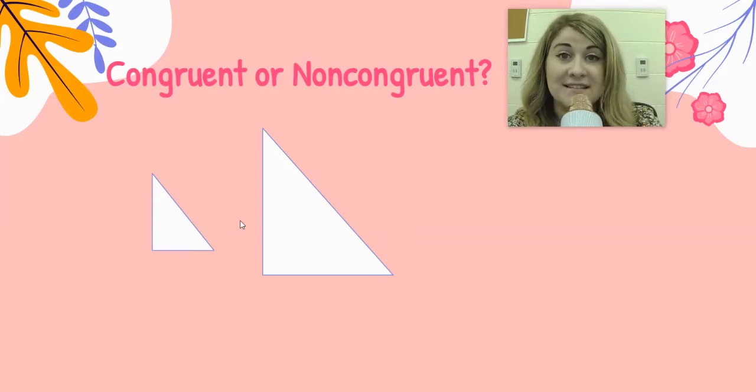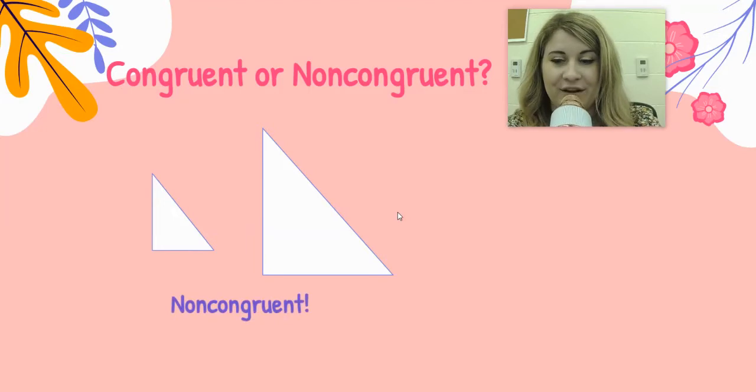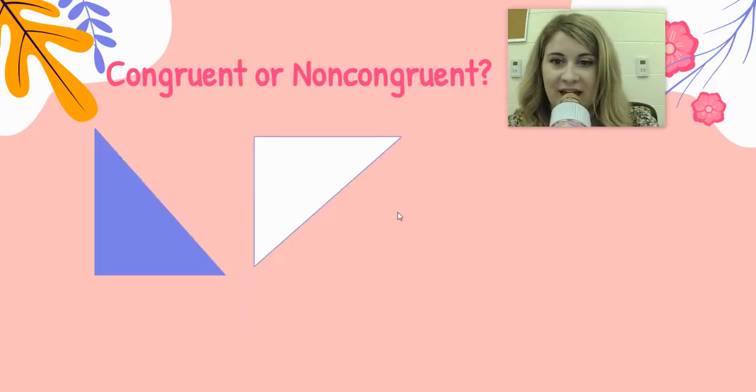So if they are not the same size, then they are non-congruent. Good. They are not the same. They are non-congruent. Next, let's look at this.